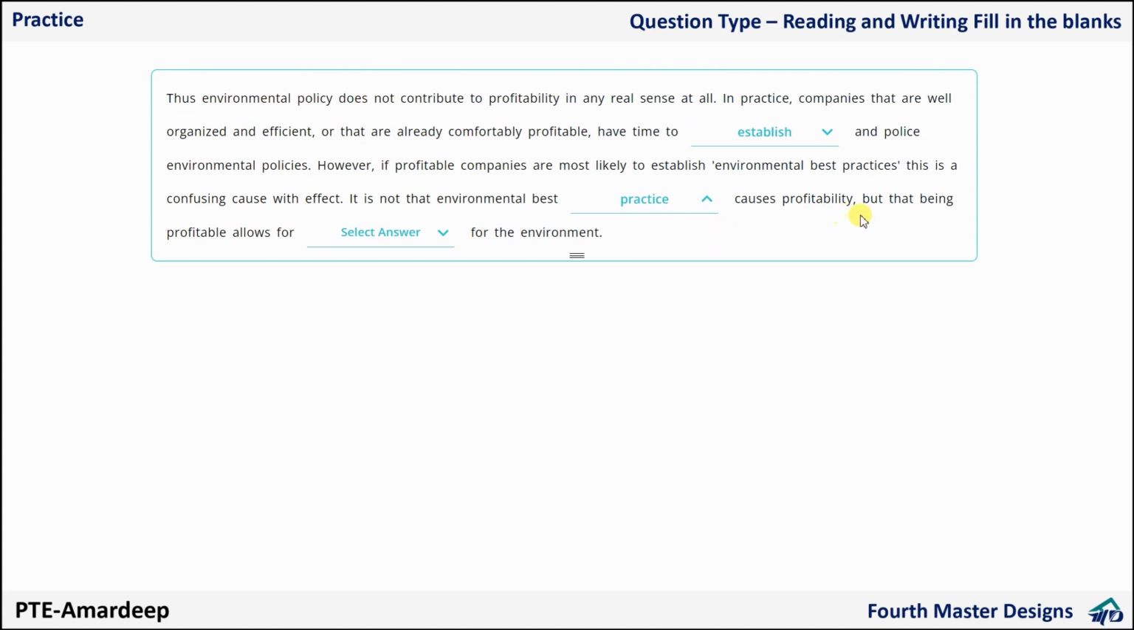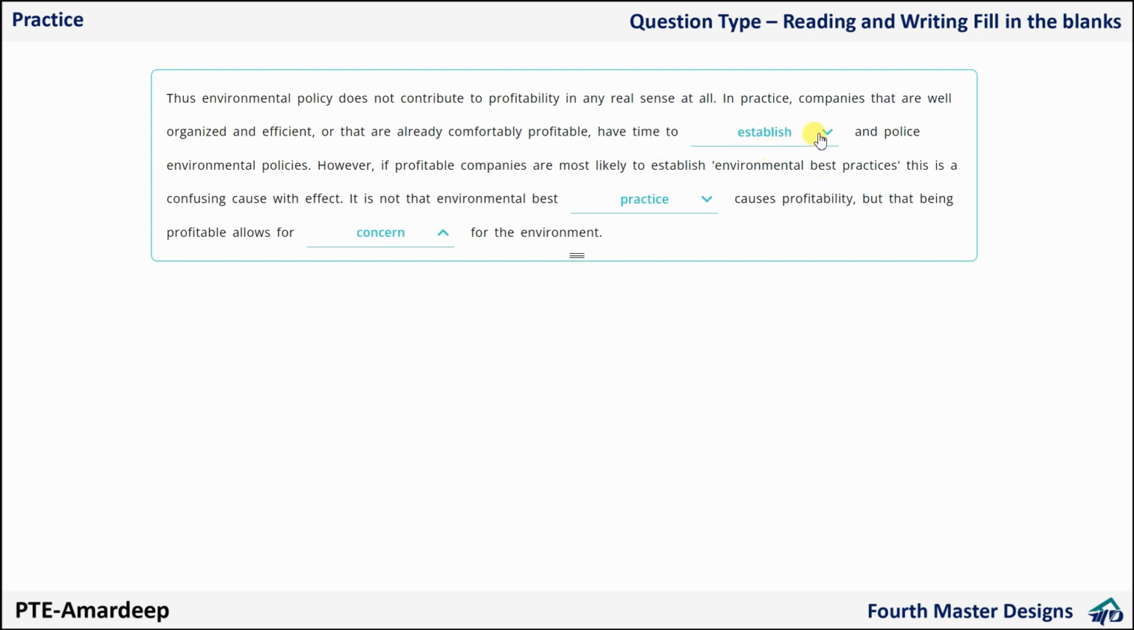Environmental best practice. But that being profitable allows for dash for the environment, allows for maybe some positive or negative word, I don't know, return for the environment. Okay, but that being profitable allows for support, provide, concern. Now see, I'm going with the context here. It is not that best practice causes profitability, but the contrary, but that being profitable allows for dash for the environment, allows for the concern for the environment. Because of this word, but, I am going with concern here. They are going to discuss the contrary part after this connector, but. So you have to look for these connectors.